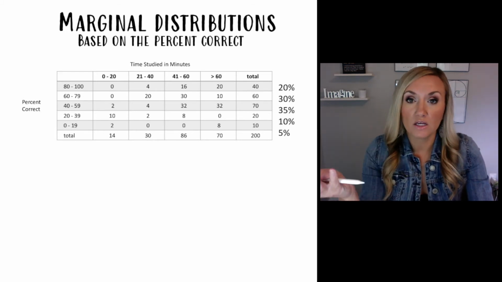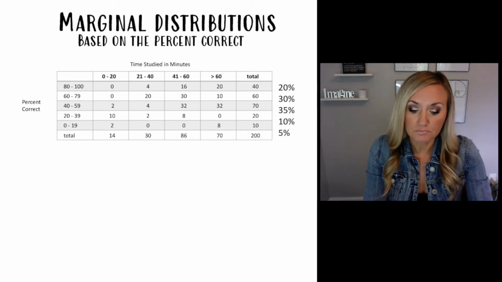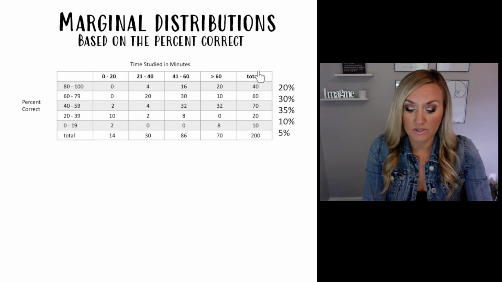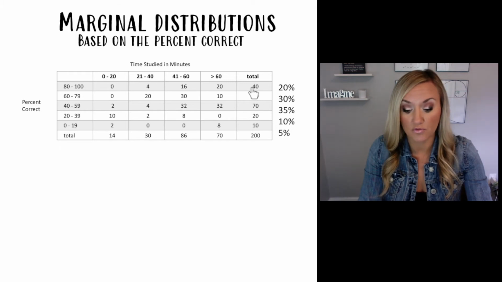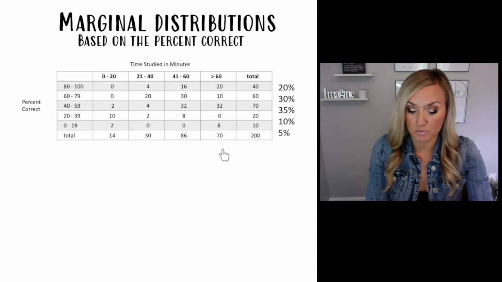Now, one way to interpret a two-way table is to look at the marginal distribution. The marginal distribution is based on the percent correct for the total. Let's look at the right-hand side where it says totals. The first listed is 40, so 40 students out of 200 received a score on the test of 80 to 100, regardless of how many minutes they studied. So marginal is just looking at the totals margin.